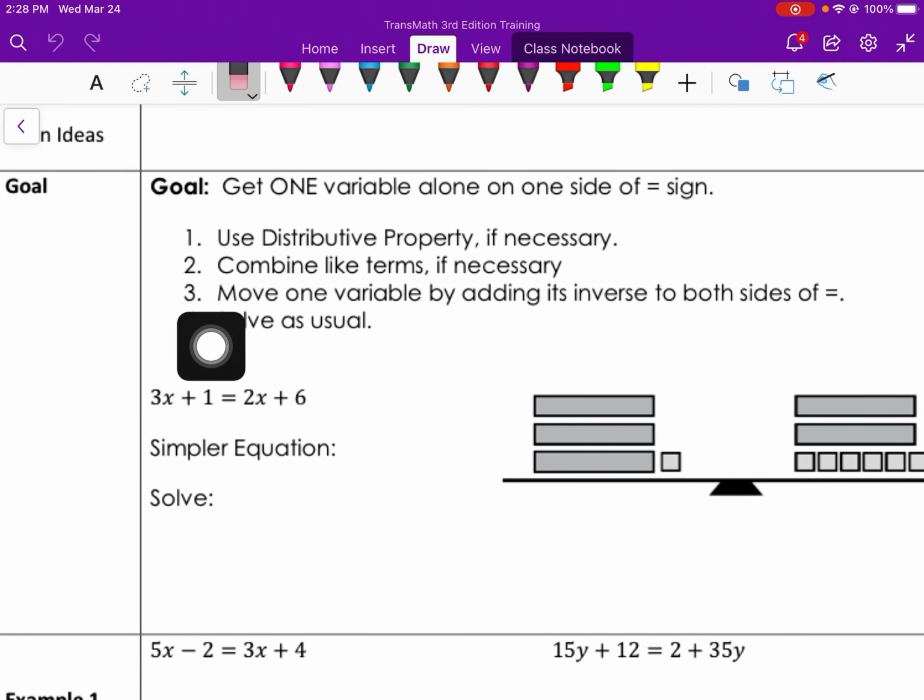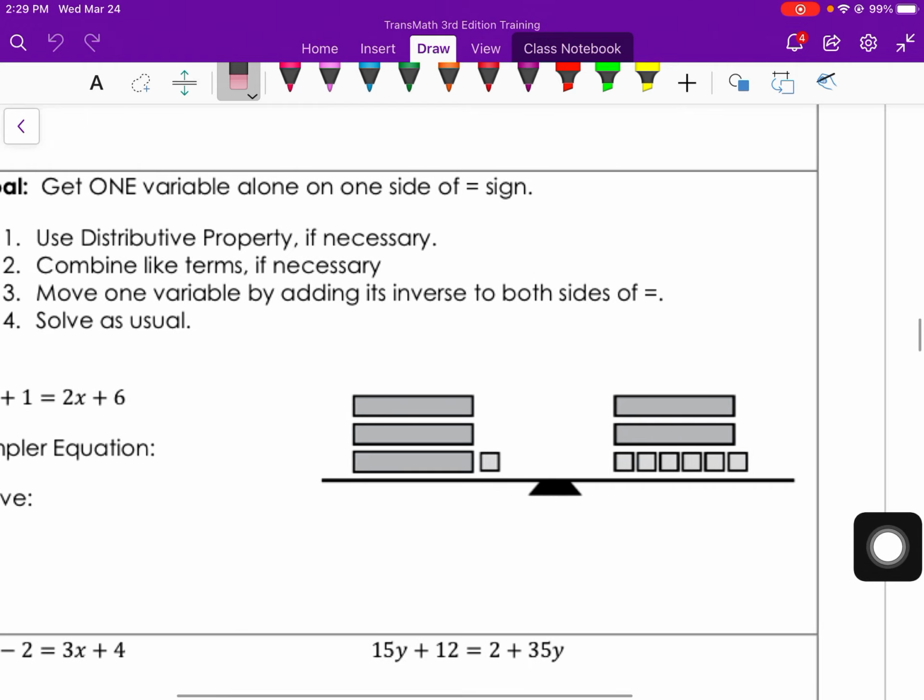We're still going to be solving for x by getting one variable alone on one side of the equal sign. So number 1, use distributive property if necessary. 2, combine like terms if necessary, if they are like. 3, move one variable by adding its inverse to both sides of the equality. 4, solve as usual.